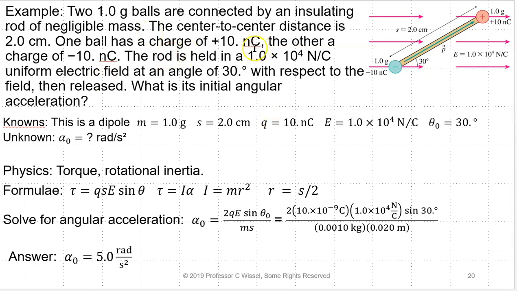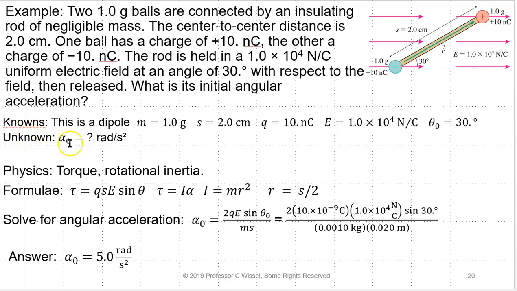One ball has a charge of positive 10 nanocoulombs. The other has a charge of negative 10 nanocoulombs. The rod is held in a 1 times 10 to the 4th newtons per coulomb uniform electric field at an angle of 30 degrees with respect to the field and then released. What is the initial angular acceleration?